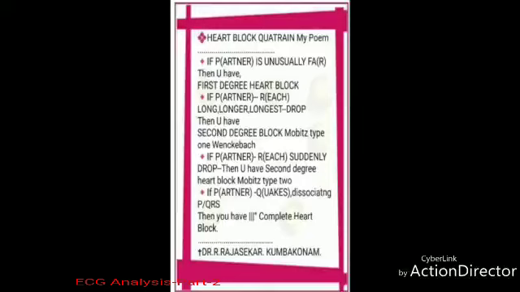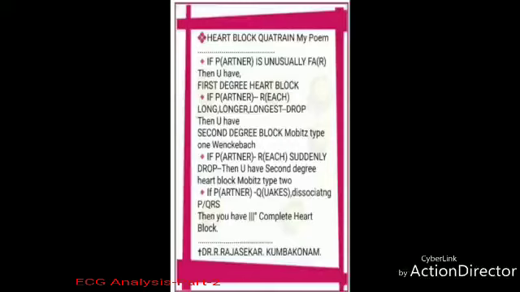If P, partner, is unusually far, then you have first degree heart block. If P, partner, reach long, longer, longest, drop, then you have second degree block, that is Mobitz type 1, Wenckebach. If P, partner, reach or suddenly drop, then you have second degree heart block, Mobitz type 2. If P, partner, quacks Q, dissociating P bar QRS, then you have third degree complete heart block.